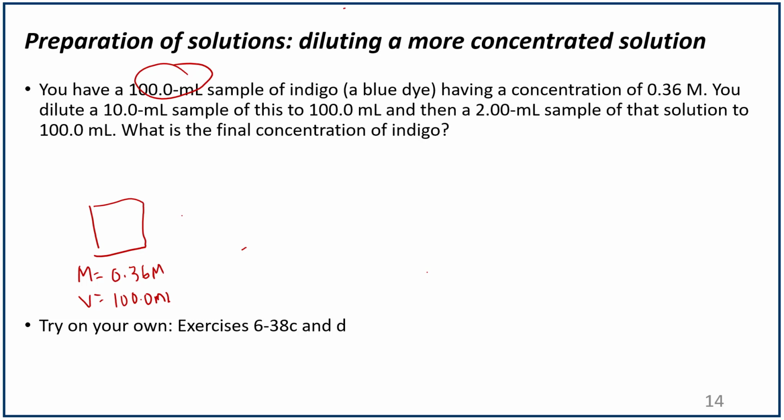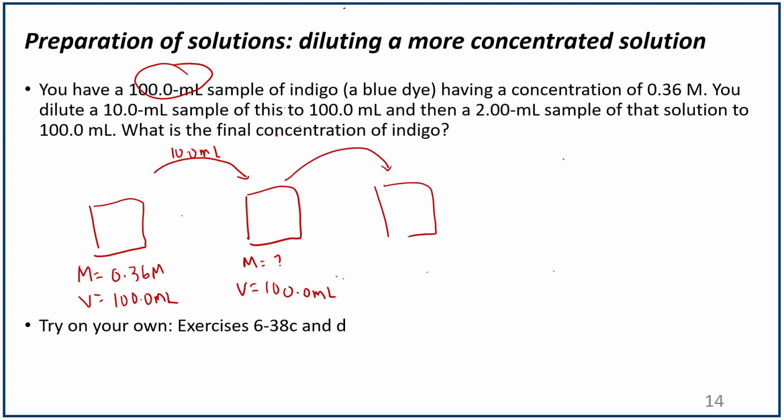Okay. And then after that, we took 10 ml of it, and then diluted it to 100 ml. So the new volume is 100 ml again. And the new concentration is, well, unknown. And then that solution of unknown concentration, you once again diluted it by taking 2.00 ml. You now don't know what this concentration is, and that's actually what you're trying to find. And here, the final volume was again 100 ml.